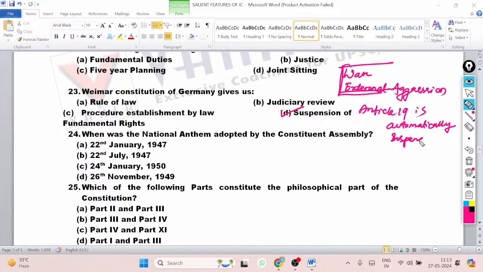Article 19 is automatically suspended, and this automatic suspension is provided under Article 358. Got it? But the President can notify the suspension of other fundamental rights through notification. That is Article 359. So 19 is automatic. These are the provisions we have borrowed from the German constitution. So the answer will be D.